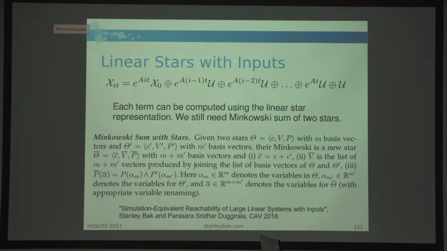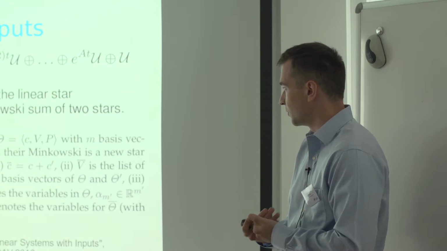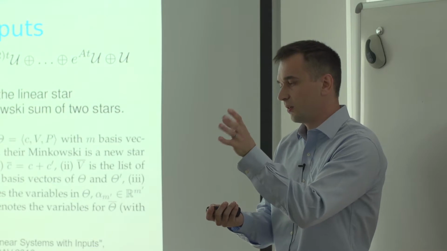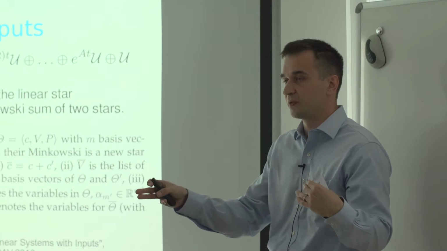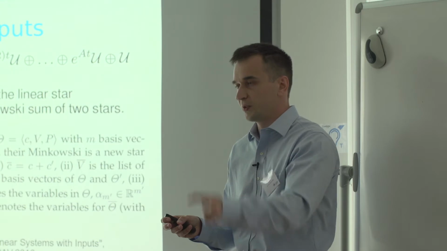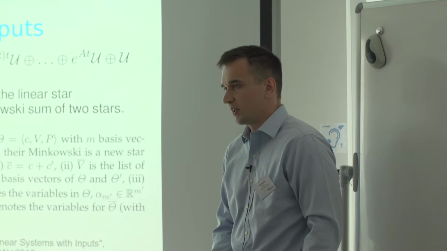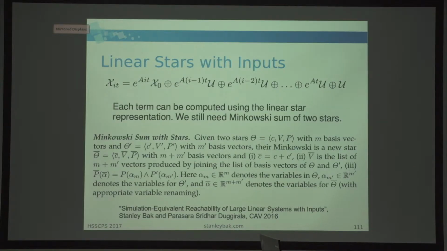And so it turns out for linear stars, you can do Minkowski sum, and it's pretty simple. You add the centers together. You take the basis vectors from the first star and the second star and put them together, so now you have more basis vectors. And you take your predicates and you take the conjunction of the first predicate over the first set of vectors and the second predicate over the second set of vectors. And now you have a new star that's a Minkowski sum of two stars. So you can actually compute this term and get a star as the output.